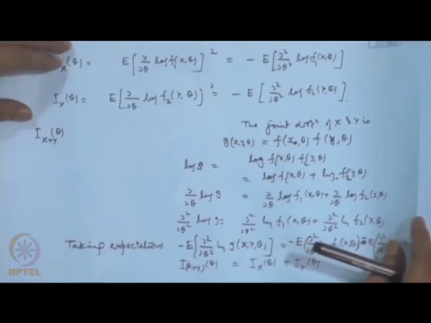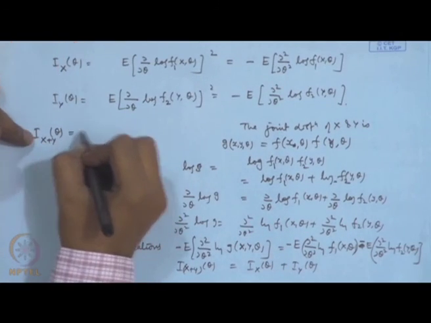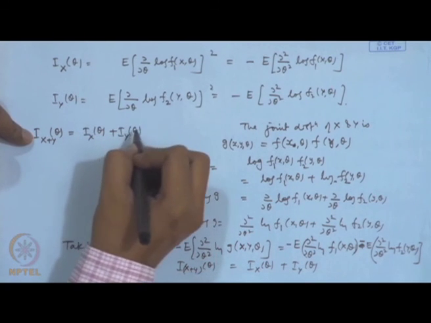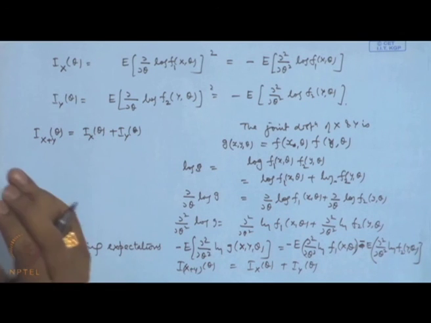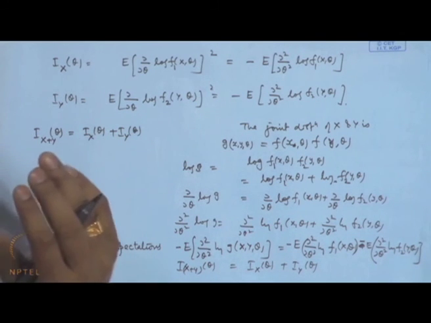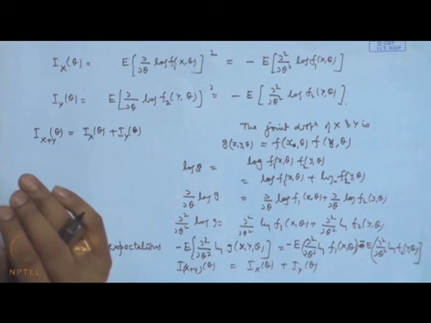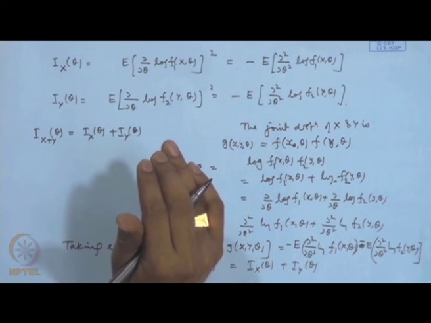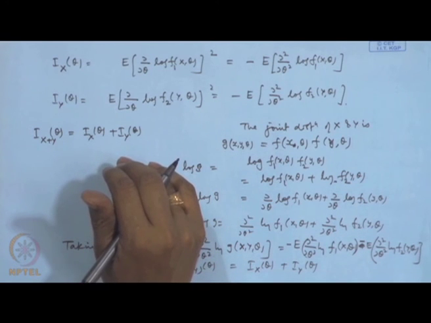So, we have proved that information is additive. If I am considering independent observations, then information in the total will be equal to the information in one plus the information in the other one, but independence is used here.